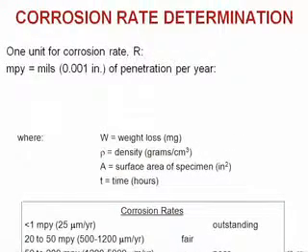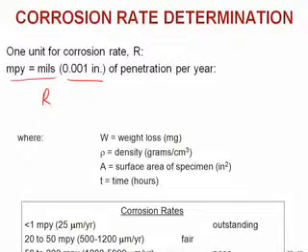I want to say just a few words about corrosion rate determination. Okay? So we have a unit here for corrosion rate, which is mils per year. A mil is a thousandth of an inch. So in the United States, we like to use inches. So a thousandth of an inch per year.